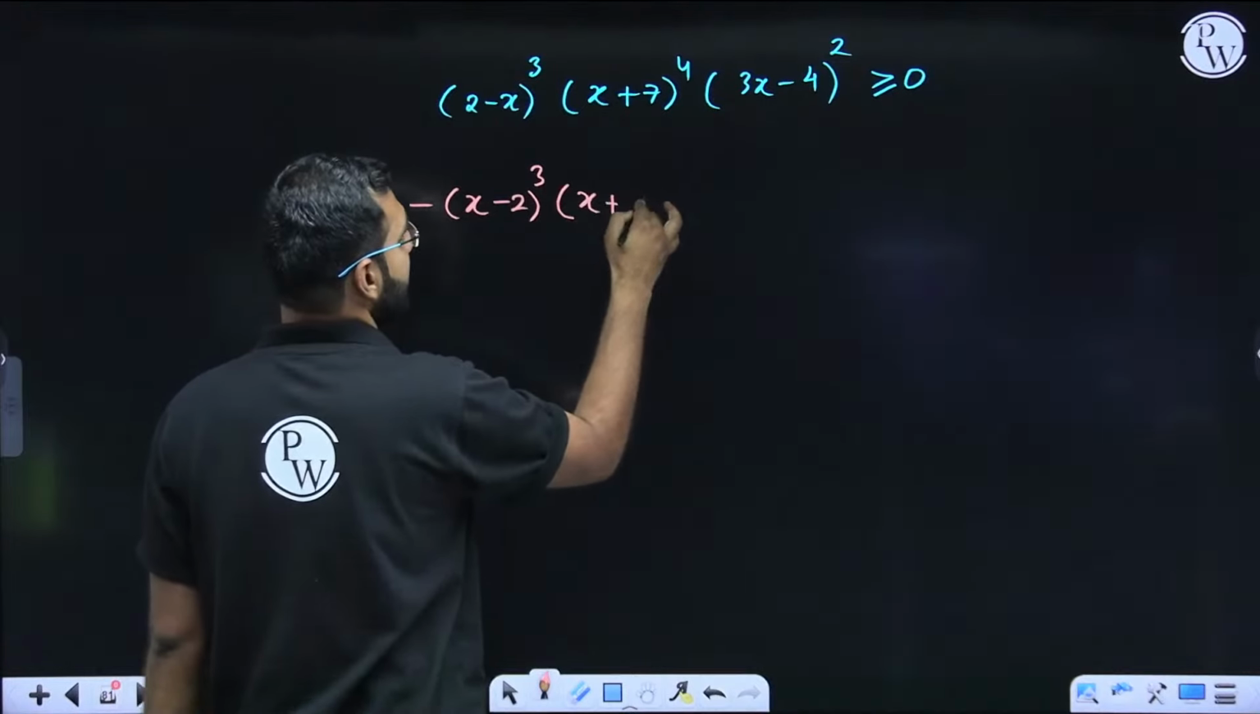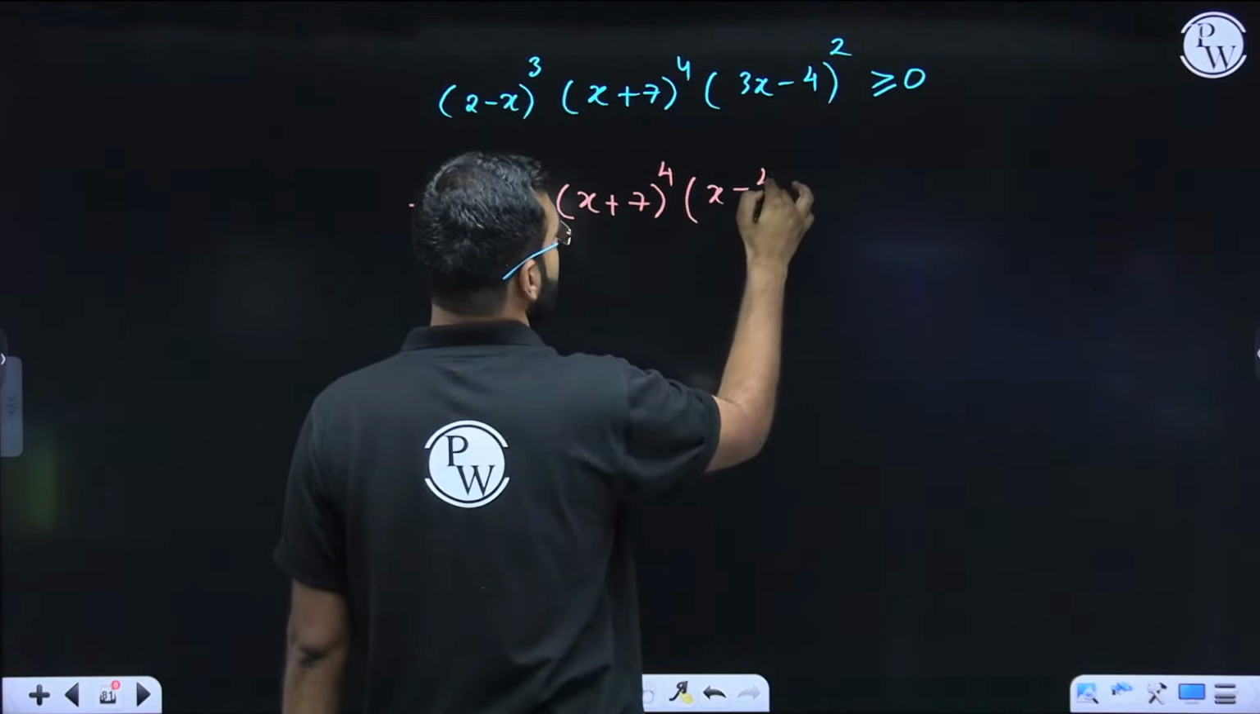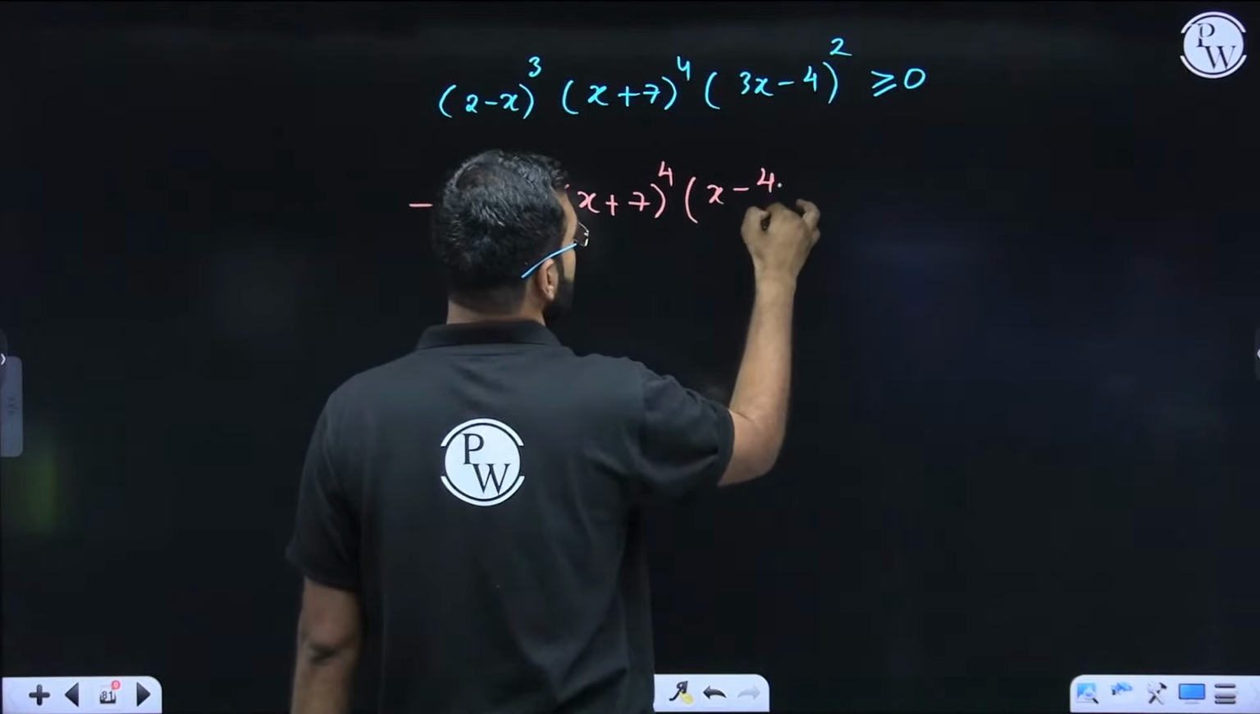This is as it is, x plus 7 to the power 4. And if I take 3 common from here, it will be x minus 4 by 3 whole square. What did I take common? 3. So it will be minus 3, and this is greater than or equal to 0. Everybody with me on this so far? I hope there is no confusion. What are we discussing here now? We are discussing the wavy curve method. All the participants with me?